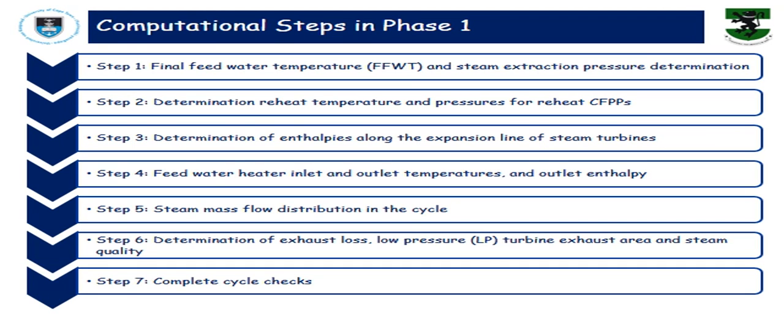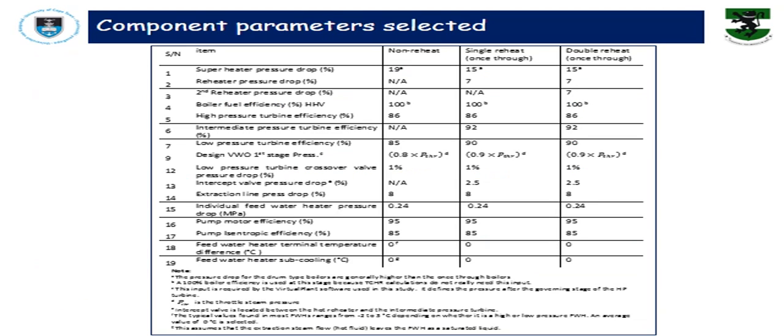Now, the computational steps used in phase 1 are shown on the slide. The first thing that had to be done was to determine a final feed water temperature methodology and an extraction pressure method. Then the next thing was to determine the reheat pressures for the cycle and determine the enthalpies up to the last step, which is to complete the cycle check. So these were the steps that were used in computing the various key process parameters that were needed to develop the representative process models.